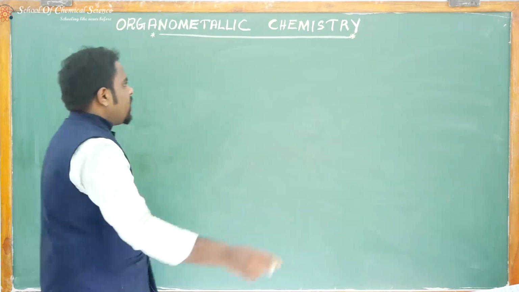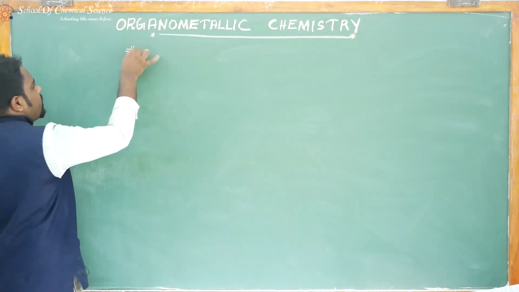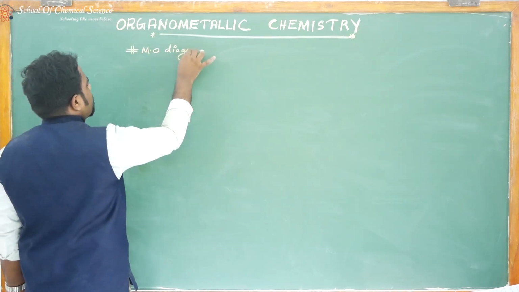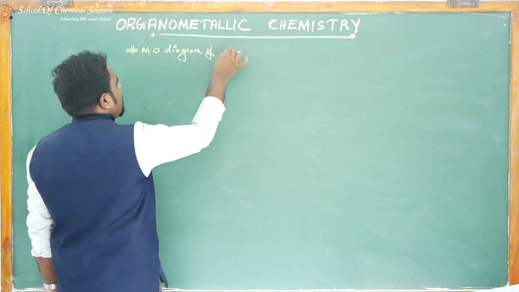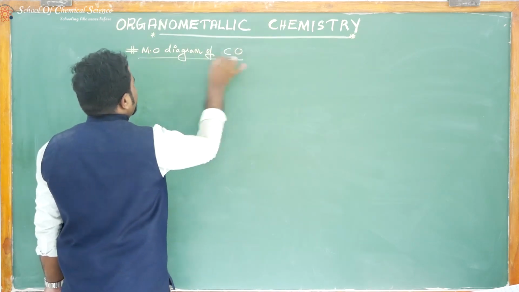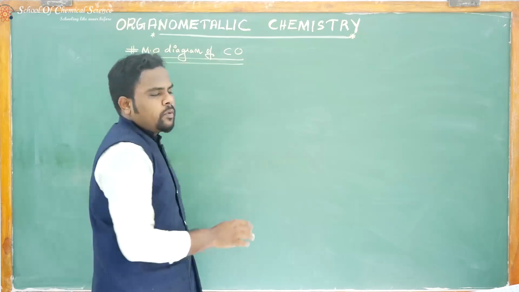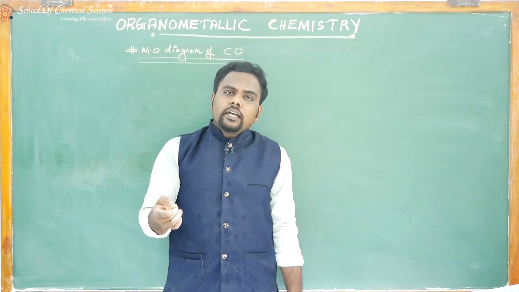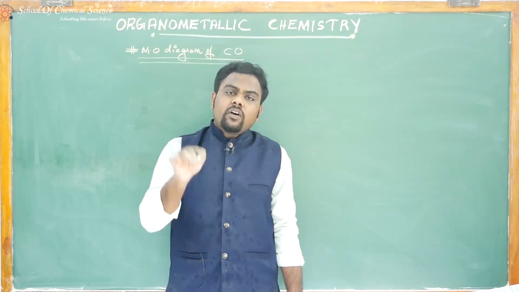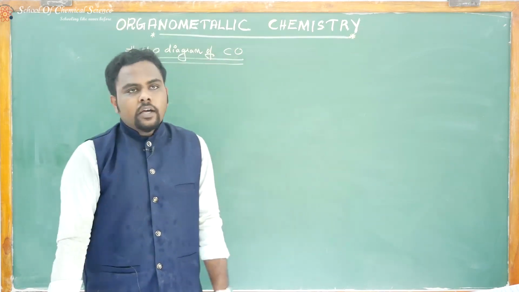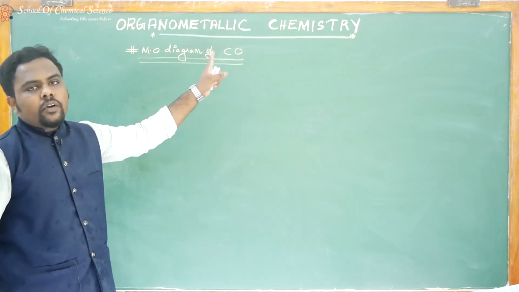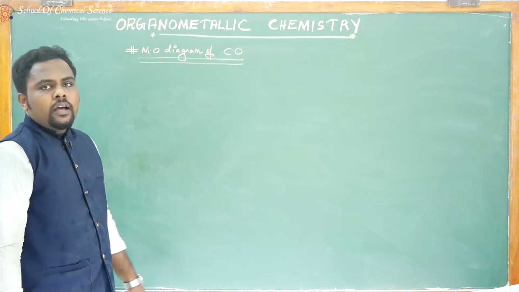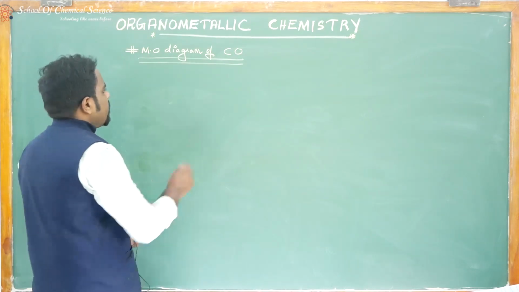Then the MO diagram of carbon monoxide. The MO diagram of heteroatomic and polyatomic molecules, we already discussed in the chemical bonding chapter. So you are familiar with the MO diagram of carbon monoxide, but I am once again explaining it.